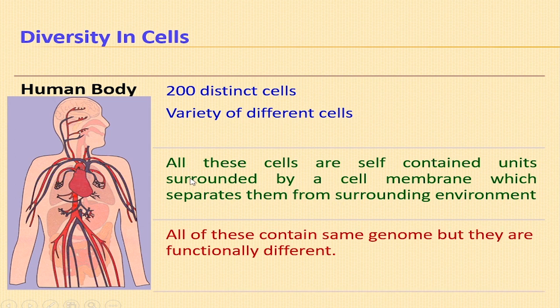All of these contain the same genome, but they are functionally different. This is very important: they share the common genome from the sperm and the egg, which combine to produce 46 chromosomes, the total genomic content. All the cells in the human body share the common genome, but functionally they are different. That's why there are 200 distinct types of cells in the human body.